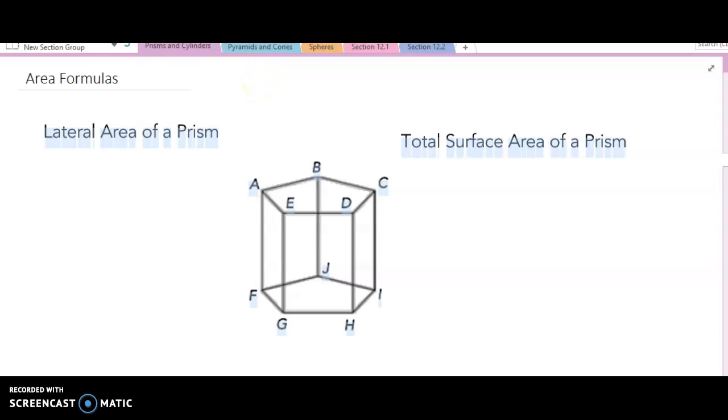Okay, so remember, we have two bases, and remember, surface area is like, if we're going to paint this object, how much paint would we need? It's the area of the surface. Okay, so there's our two bases. Okay, and then we have what we call the lateral faces. Okay, which is basically everything else.